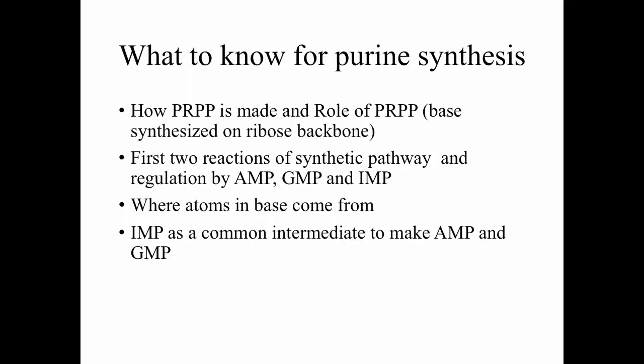Okay, so here's what you need to know for purine synthesis. You need to know how PRPP is made and the role of PRPP, meaning that it's going to serve as the backbone for synthesizing the base. You need to know the first two reactions of the synthetic pathway and how it's regulated by AMP, GMP, and IMP, where the atoms in each base come from, and that IMP is going to be a common intermediate to make AMP and GMP. Okay, so you don't need to know every single reaction for the purine biosynthetic pathway. You just need to know this general information.